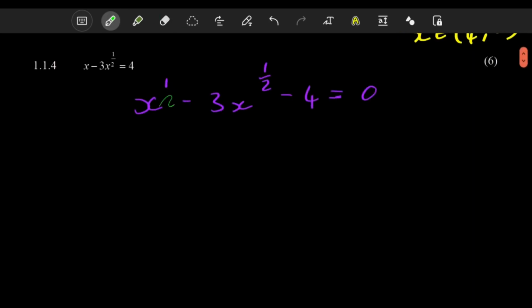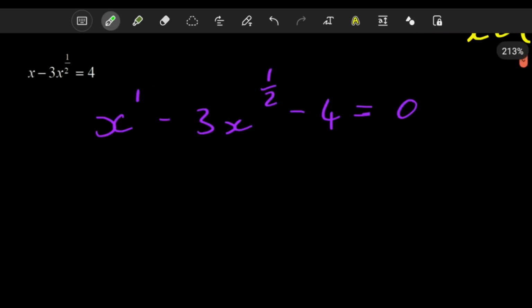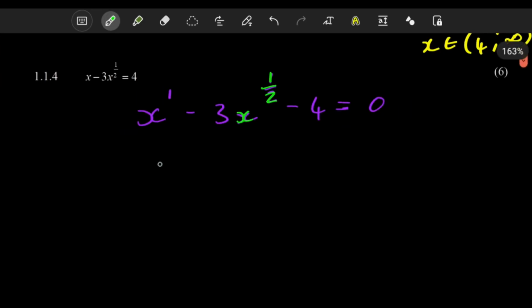So here, this x to the power of 1 and this x to the power of a half, you want to write these in a way that allows us to use the K method. You want to put this in quadratic format, and the only way you can do that is if you make use of this here. This should be your hint. You can write it as x to the power of a half as well, but then this here, you can actually square it. And then the rest of your equation stays exactly the same.